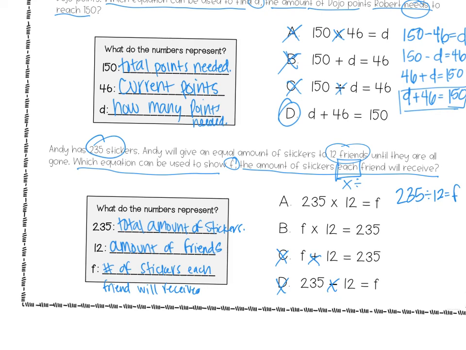Now, we know that we can also write this as 235 divided by F equals 12, or F times 12 equals 235, or 12 times F equals 235. Which equation matches with one of our answer choices? F times 12 equals 135.